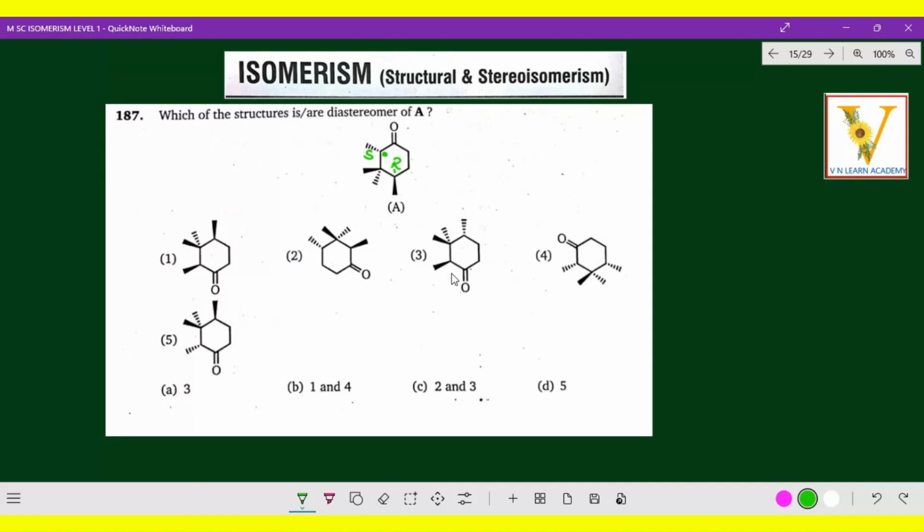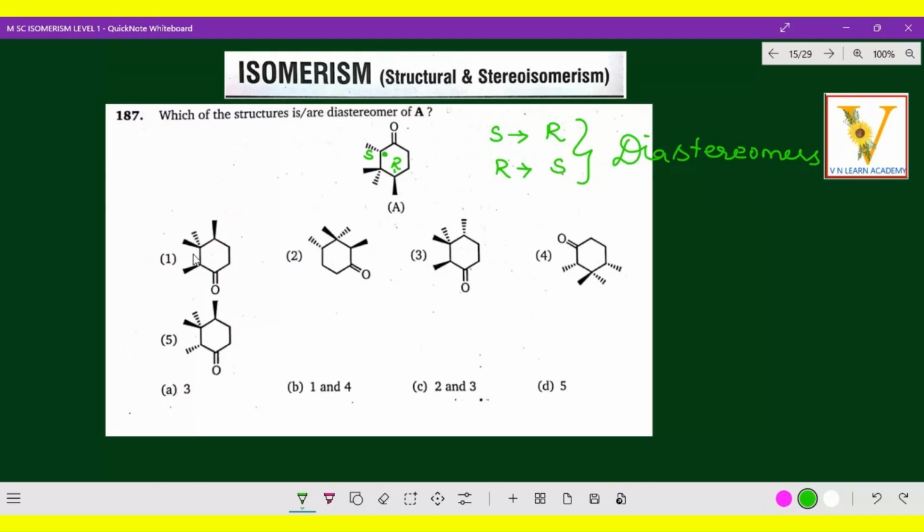Okay, now let us check which is a diastereomer of A. For example, if S comes, then the next point has to be R. If R comes, then the next point is S. So this is the way we can identify diastereomers. Hope you got the clarity. It is just the opposite, that means a spatial arrangement, a non-mirror image. So these are all the main points to check.